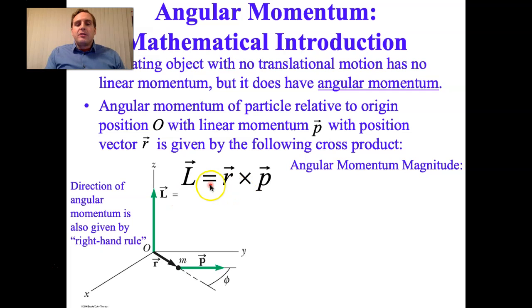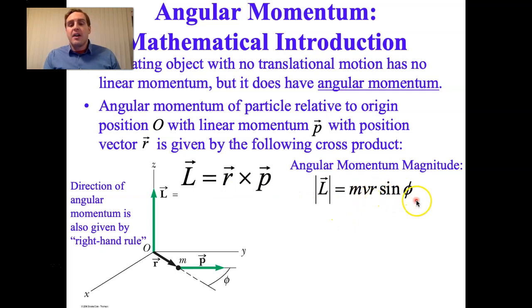Now what about the magnitude of this cross product? It should be given by this expression, m v r sine phi. Here mv is the magnitude of linear momentum, r is the magnitude of the position vector from the origin. And by the way, this origin you can think about as sort of the axis of rotation, where the angular momentum is relative to, and then sine of phi. Again, phi is the smallest angle between the r vector and the p vector.